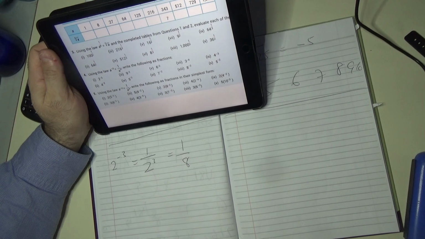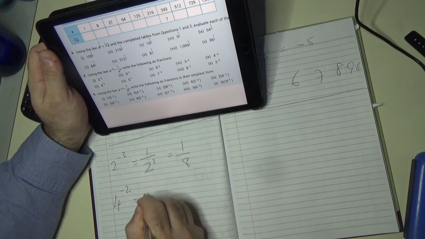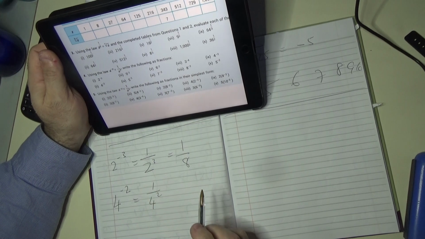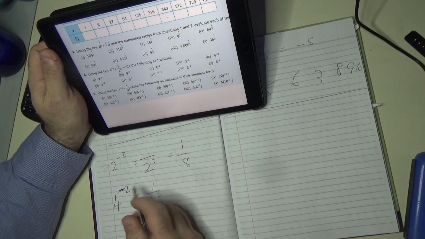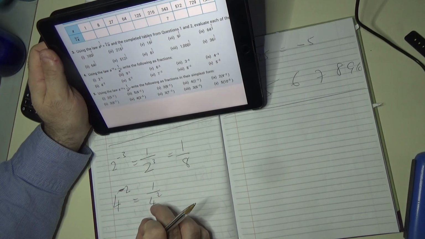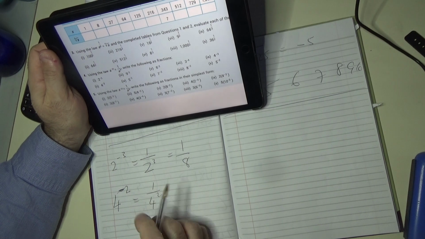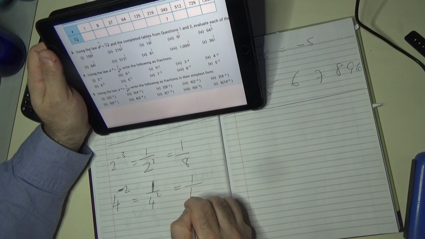Part 2, 4 to the minus 2, write it down, equals 1 over 4 to the plus 2. So you want to get rid of the negative power by bringing the 4 to the power of underneath and changing it to positive 2. And to do that you have to introduce a 1. And that's over 1 over 16.